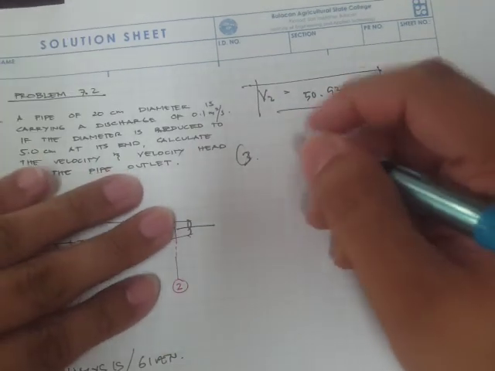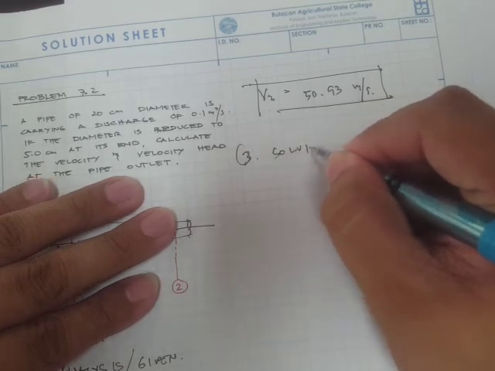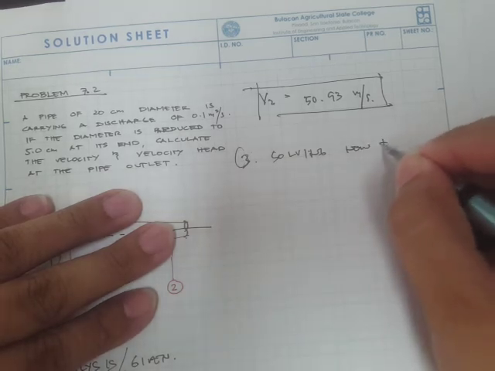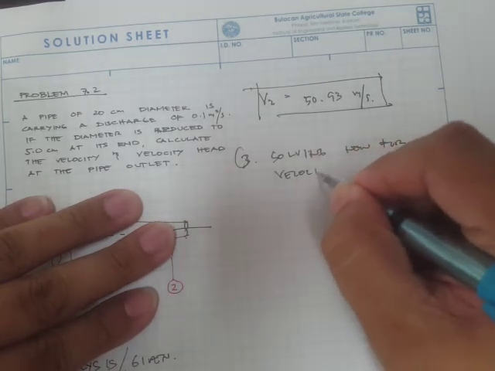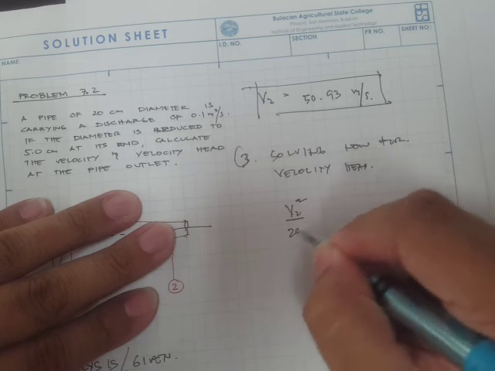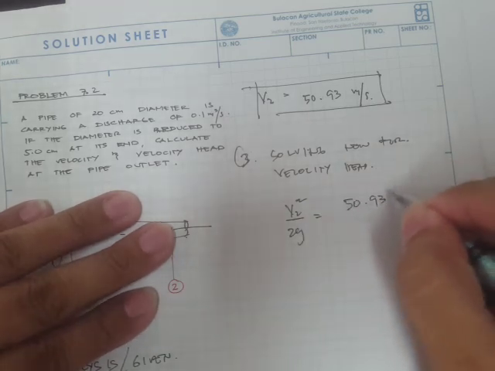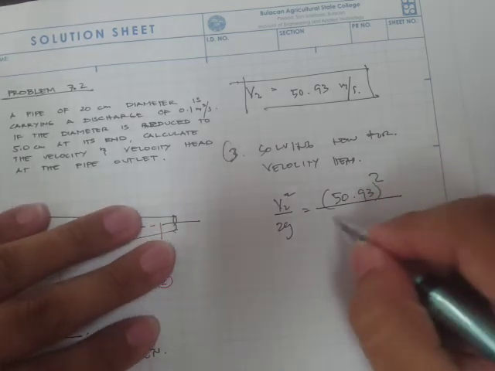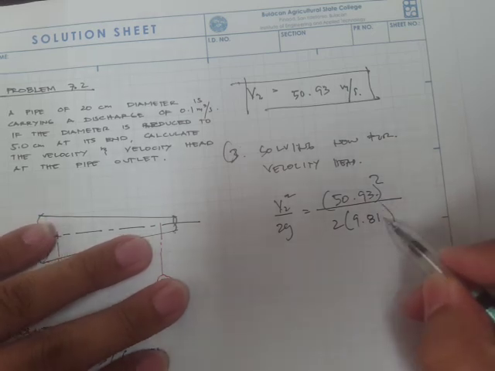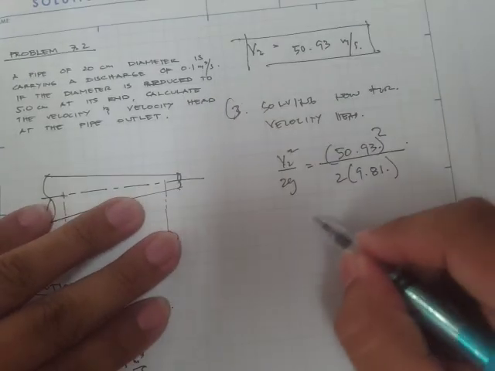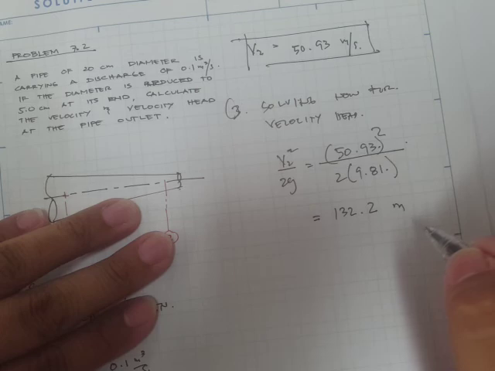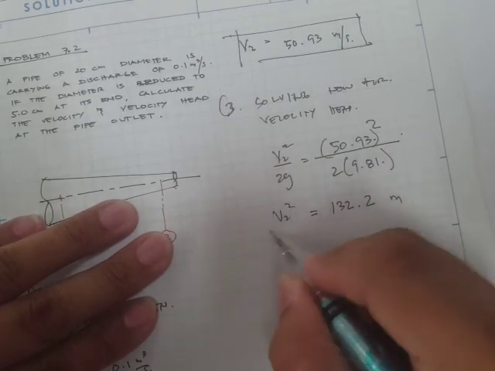Okay, and then number 3. Since we have the velocity at point 2, then we can solve now for the velocity head. So V squared over 2g is just simply 50.93 squared over 2 times 9.81. Okay, so this is meters per second, this is meters per second squared, and we'll get a value of 132.2 meters, V2 squared all over 2g.